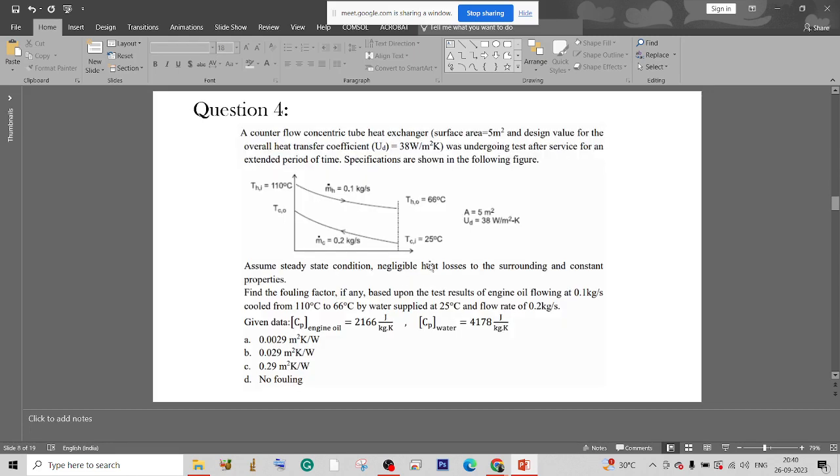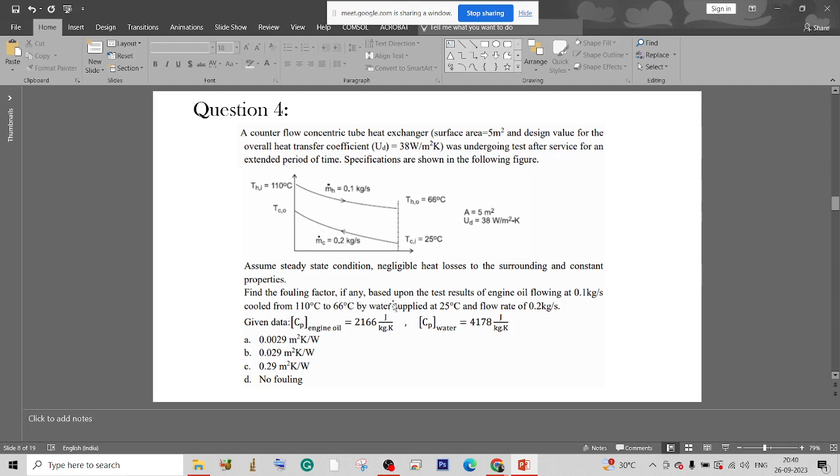A counterflow concentric tube heat exchanger, surface area is given and the overall heat transfer coefficient is given, was undergoing test after a service of extended period of time. The specifications are given, every specification. Assume steady state condition and negligible heat loss to the surrounding and constant properties.